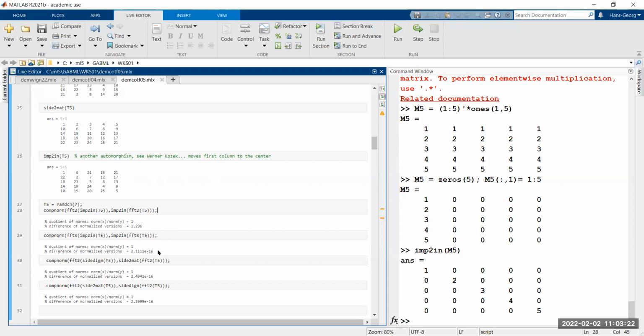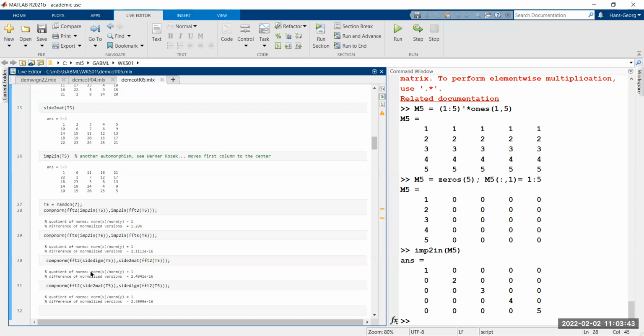So you can have an automorphism. And here, imp2in is nicely compatible with the symplectic Fourier transform, which is important between Kohn-Nirenberg symbol and spreading function in my terminology. And I think in your case, it's Weyl to Wigner or so. I'm not sure, I've not checked it.